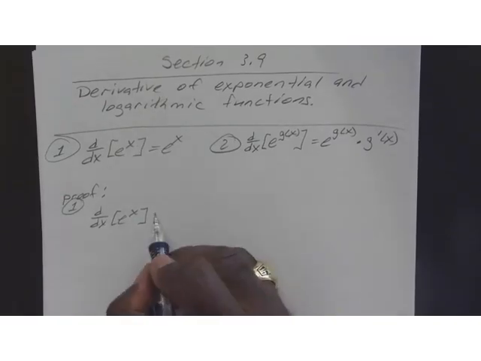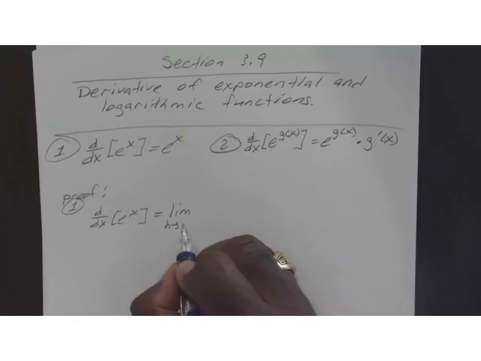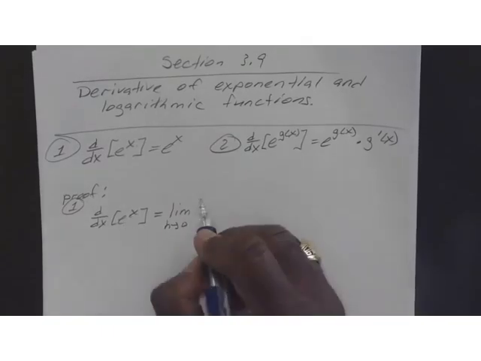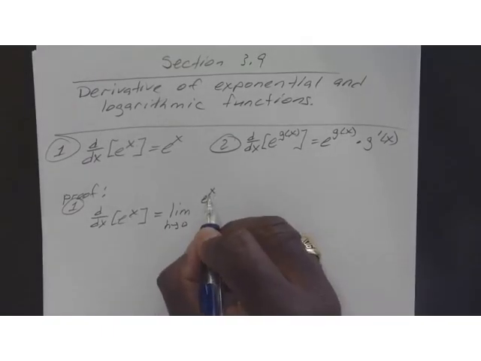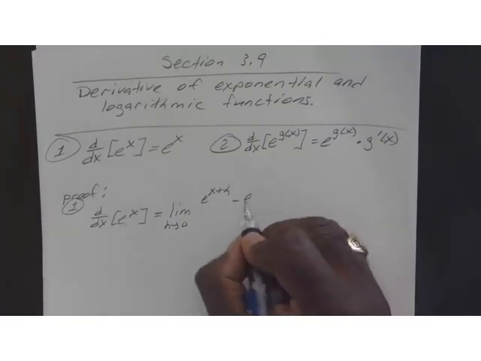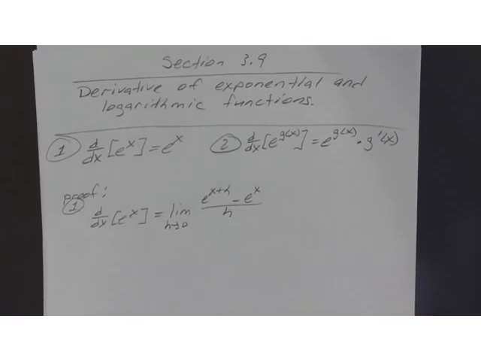Okay, well, we know that this is just the limit as h approaches 0 of f of x plus h. So replace x with x plus h, so that gives us e to the power of x plus h, minus f of x, which is your e to the power of x, all divided by h.